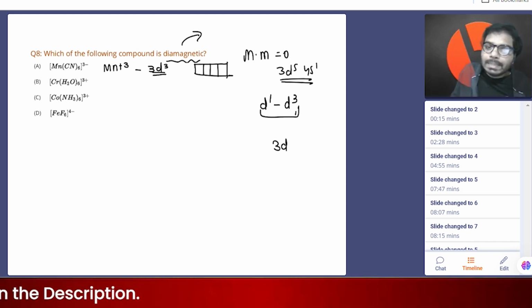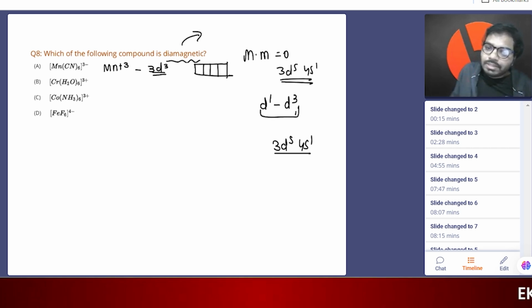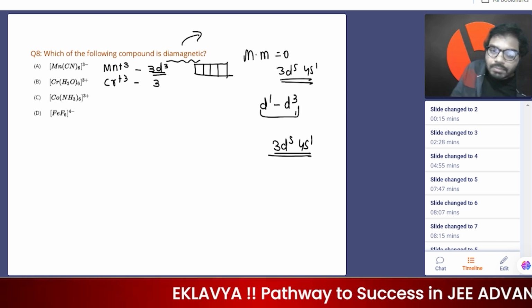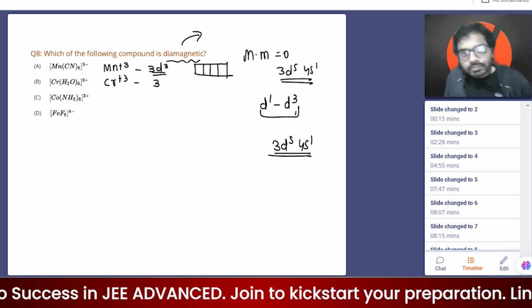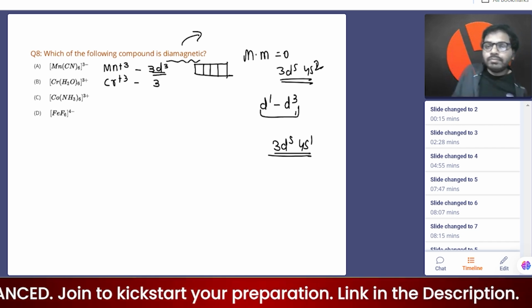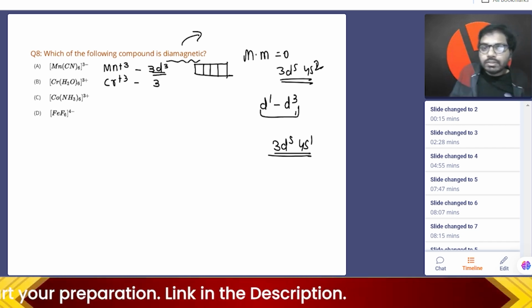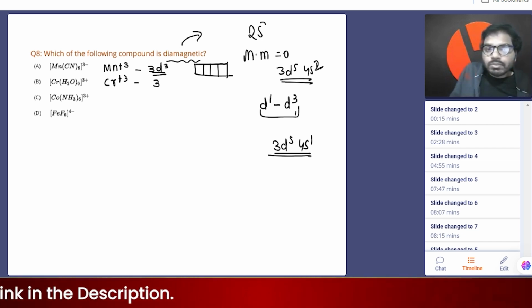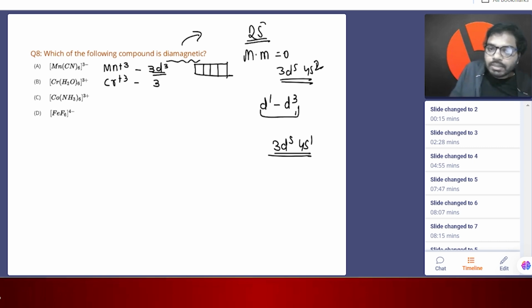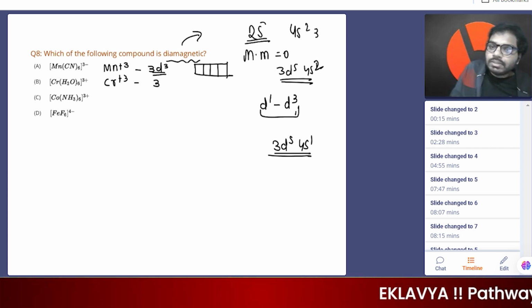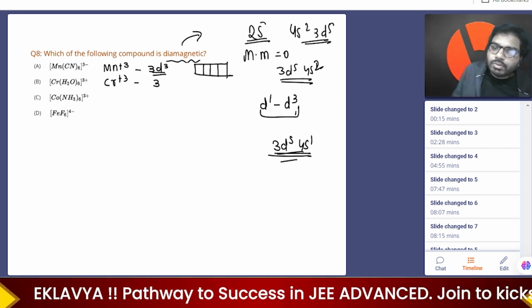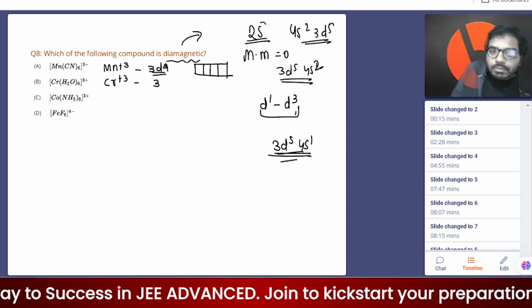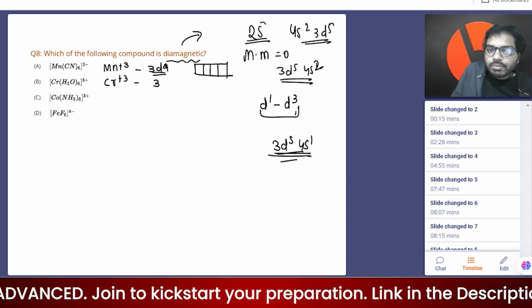Next, Cr(H2O)6 plus 3. For chromium the configuration is 3d5 4s1, and we will remove electrons for Cr plus 3. Again it will become, I think, 3d4, sorry. Yes, 3d5 4s2 for Mn, where the atomic number is 25. And for chromium it is 3d5 4s1, so it will become 3d4. So we have to check the diamagnetic one.